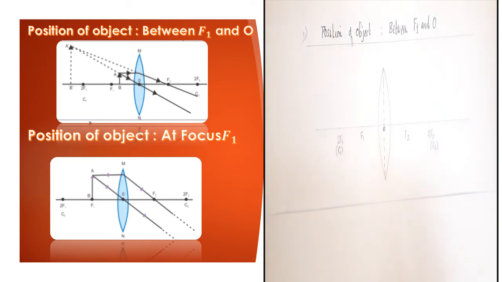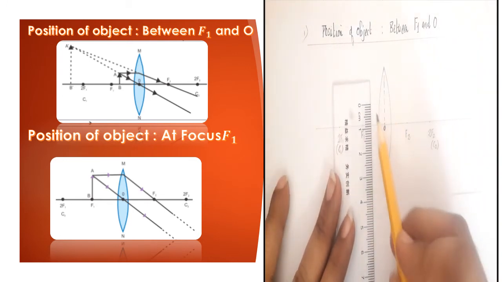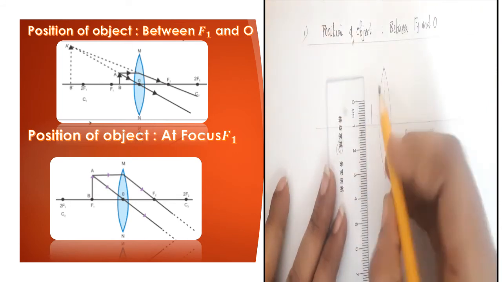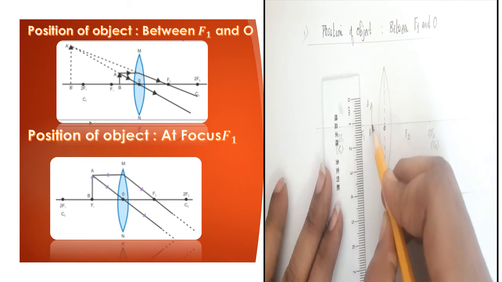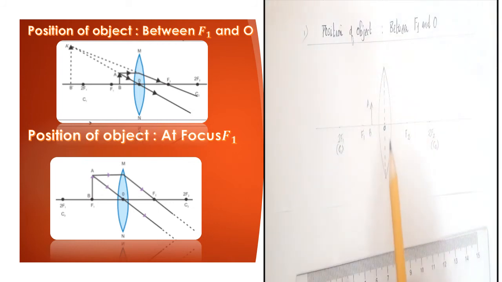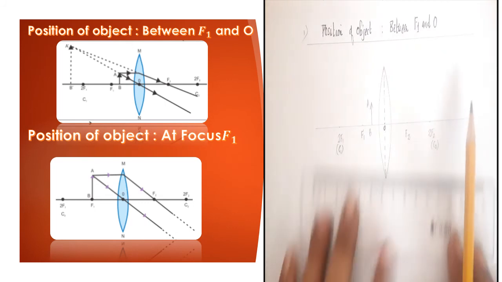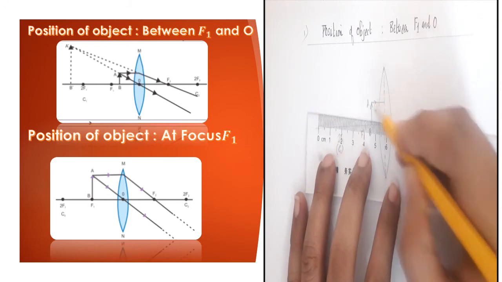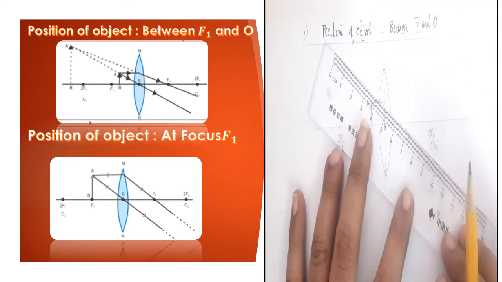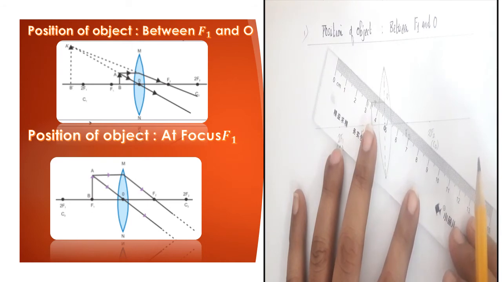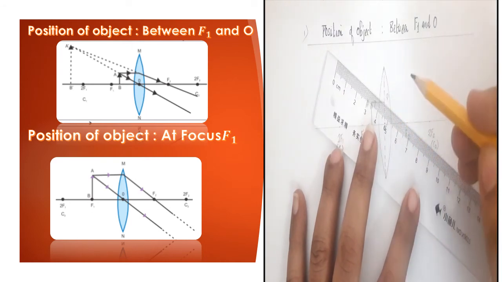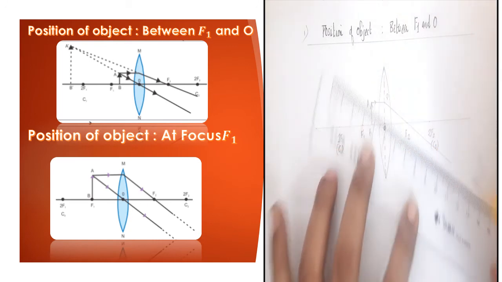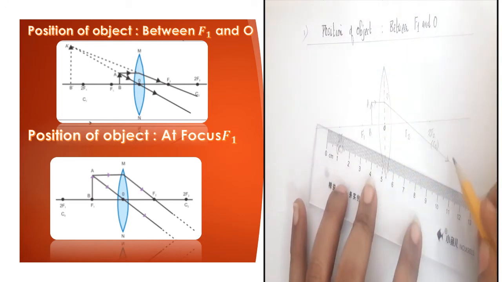So let us keep an object between F1 and O. So children, this will be our object. You can see this is our optic center, the midpoint, that is the center of the lens, 2 foci F1 and F2 on the other side, and 2 centers of curvature. So from the object, a light ray comes parallel to the principal axis. Let that light ray be AD. And after refraction, according to the rule, it passes through the principal focus on the other side of the lens. So this is our refracted ray. Let this be DX.